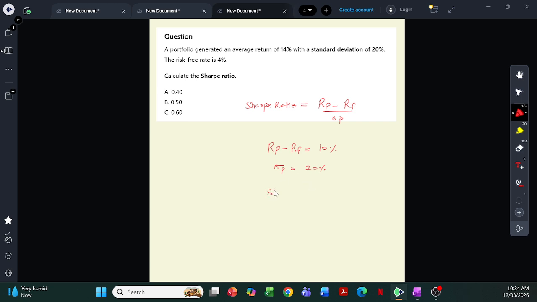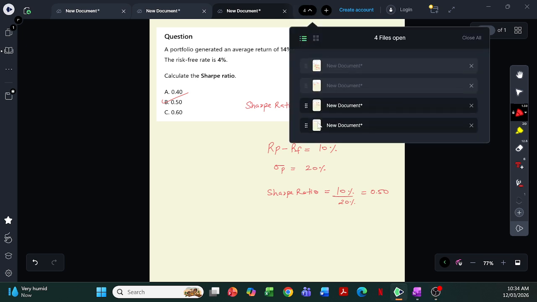So what would be the Sharpe ratio? The Sharpe ratio would simply be 10% divided by 20%, which is going to be 0.50, which is going to be B. Okay, again, Sharpe ratio is a measure of risk-adjusted return calculated as the excess over the risk-free rate divided by the portfolio's standard deviation. Okay, again, a very common topic covered in a lot of exams.